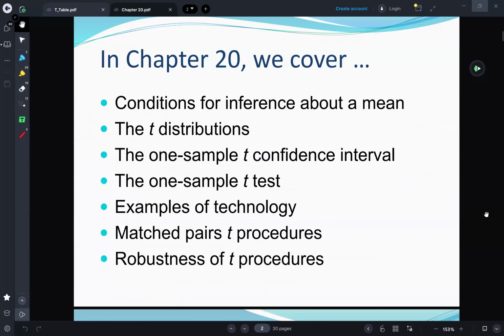So we'll be looking at conditions for inference about a mean, the t distributions, the one sample t confidence interval, and then the one sample t-test. There's examples of technology that I've removed because we're not actually using that in this course. So you'll see that in the textbook, though. There's lots of Excel. You can ignore it, or if you want to use it as supplemental material, you can. We're also going to look at matched pairs and the robustness of the t procedures, how reliable they are. So we will get started.